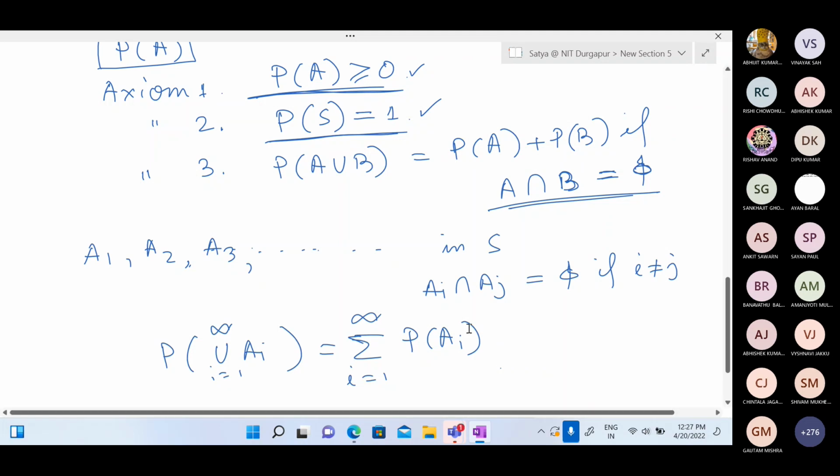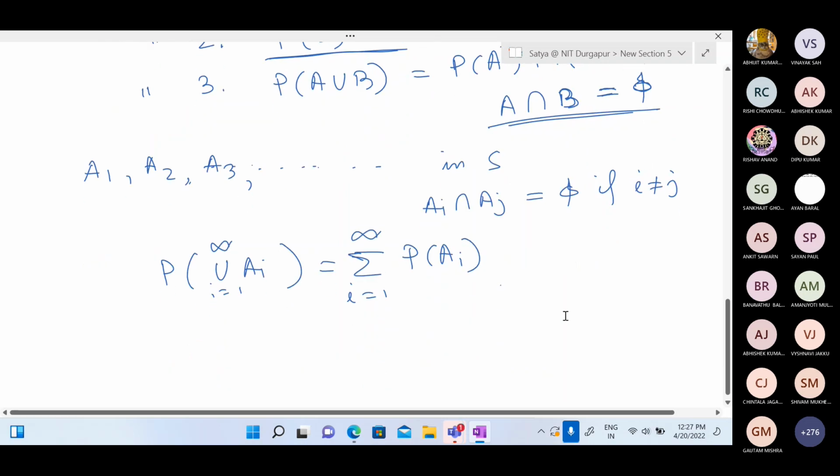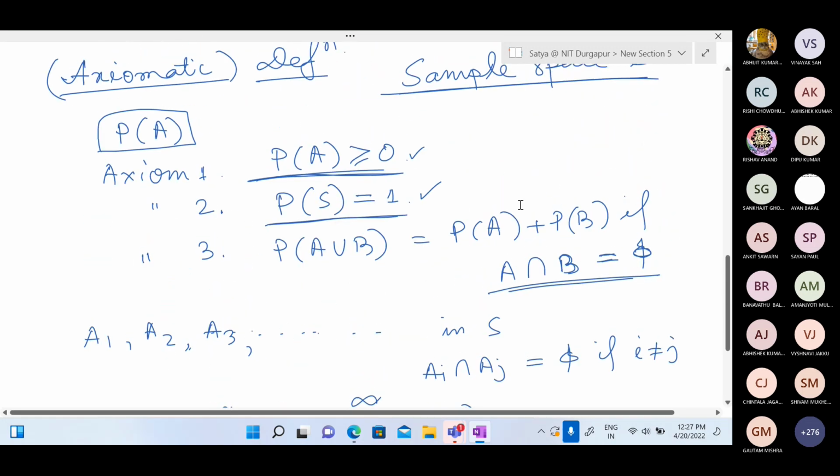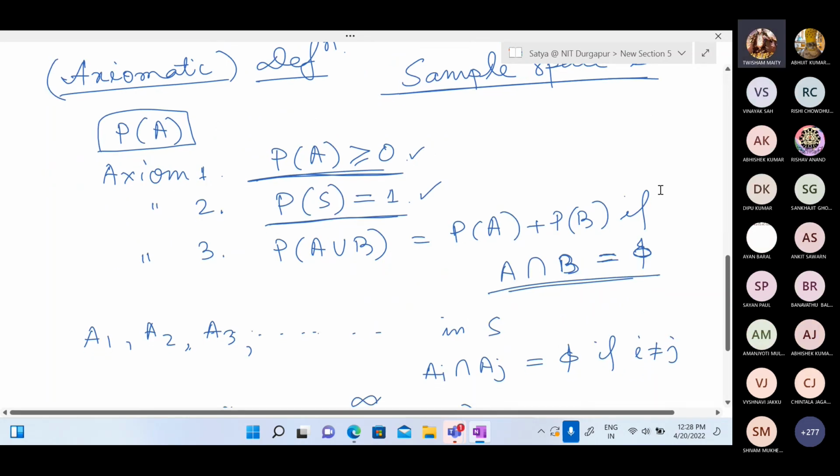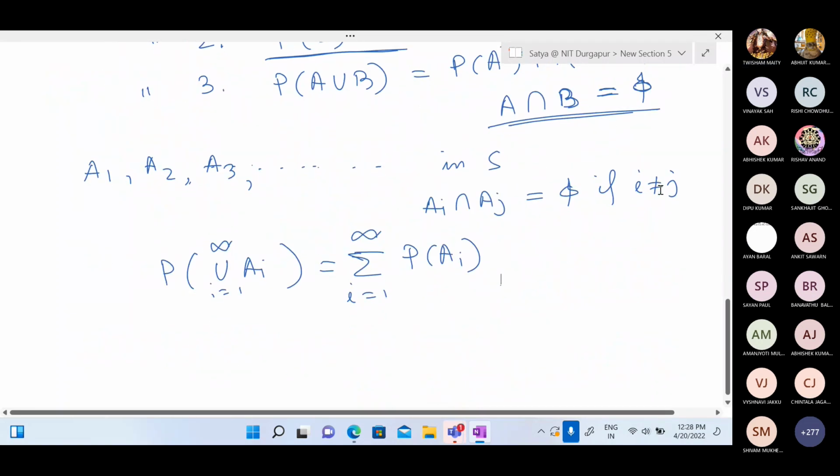Now, in your syllabus, or your practical syllabus, if the sample space S is finite, generally we take the finite case. Can you show the bottom of the page again for infinite cases? Which page? Here. Yes, sir.